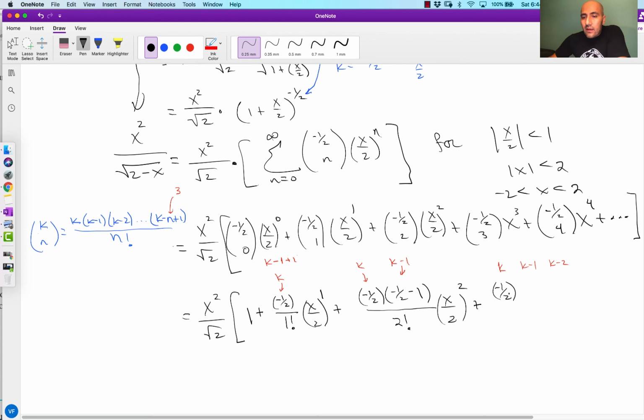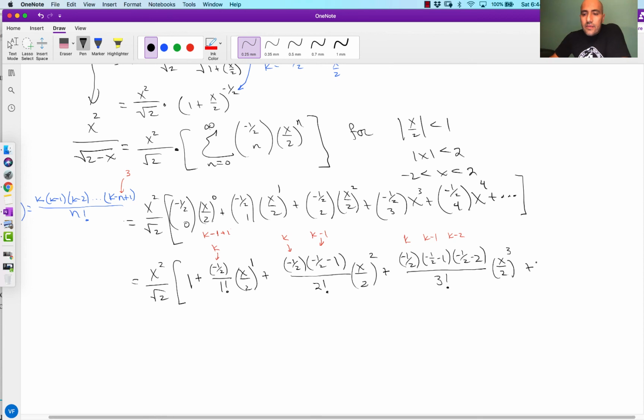Okay, so then k is negative 1/2. So the next term is going to be negative 1/2 minus 1 times negative 1/2 minus 2. And that's how we know when to stop, at k minus 2. Okay, this all has a 3 factorial, and then that whole thing is being multiplied by x over 2 raised to the power of 3. I know, this is ugly. One more, last one.